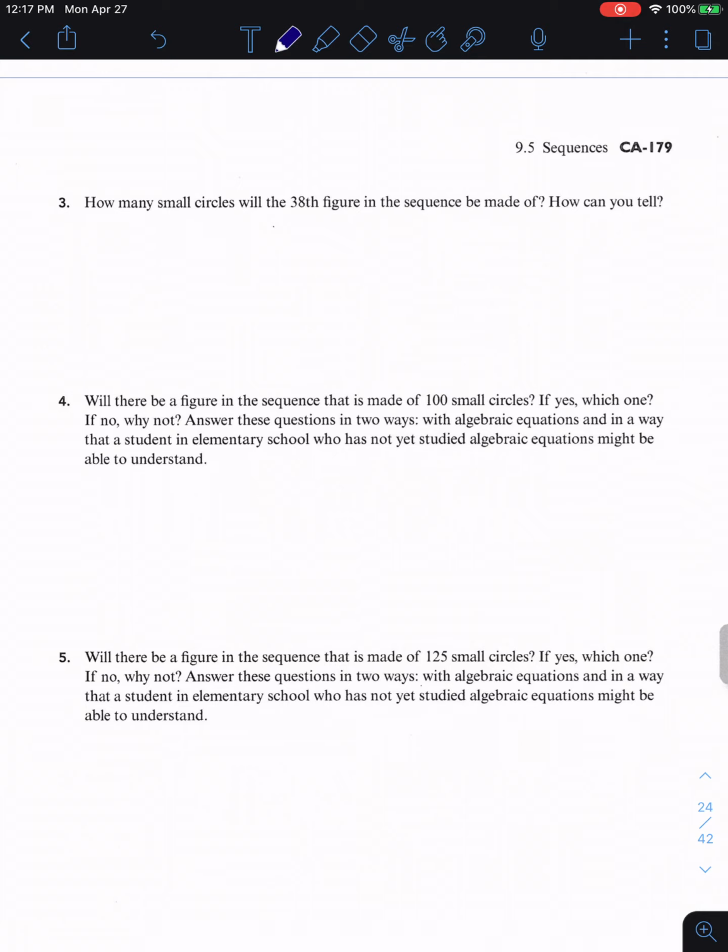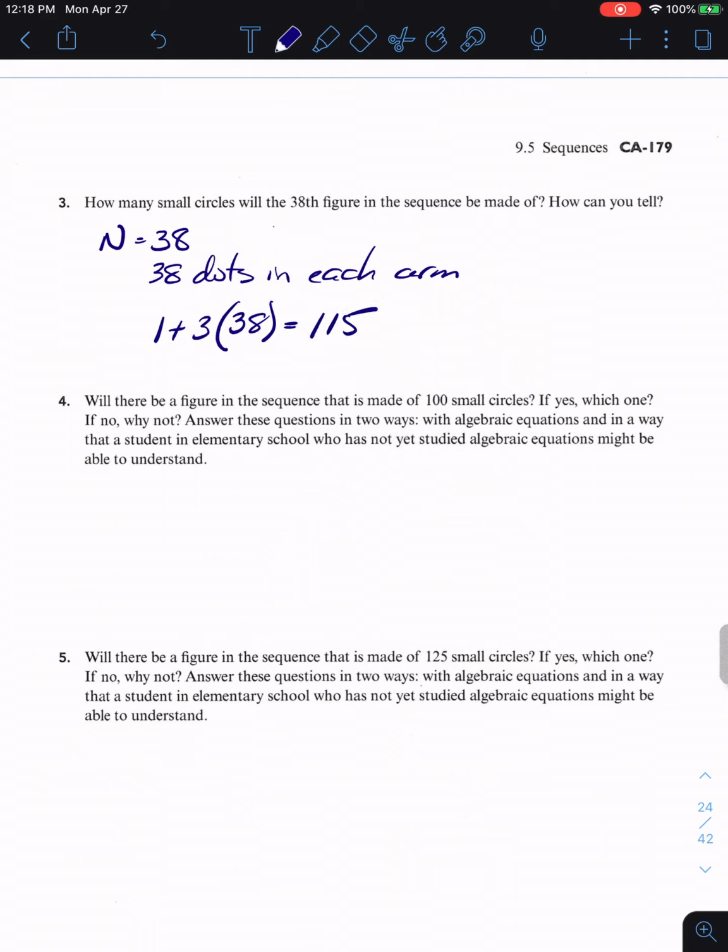Now, how many small circles will the 38th figure in the sequence be made of? Well, at the 38th, we'll have n equals 38, or 38 dots in each arm, right? So we know the pattern. So what's going to happen is we have a central 1 dot and 3 arms of 38. So what we're going to have here is we can figure that out. So 3 groups of 33 is 99, plus 1 is 100, plus 15. So 115 will be the number of dots in the 38th figure.